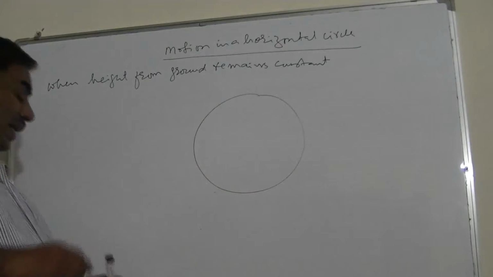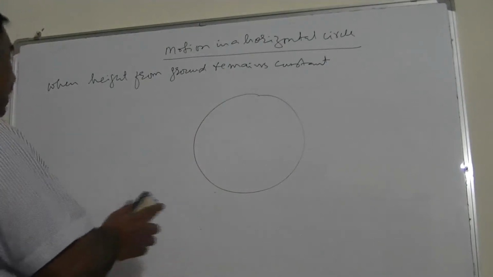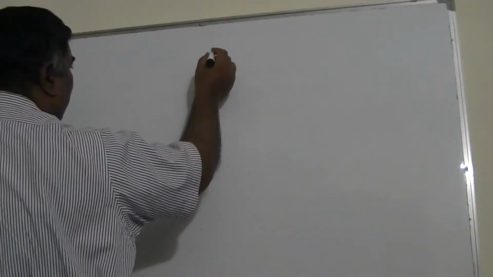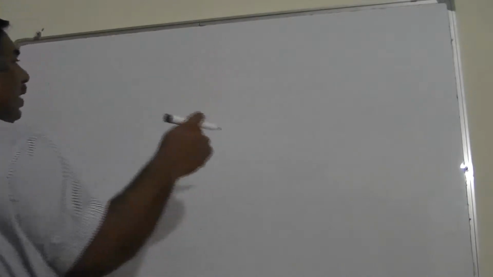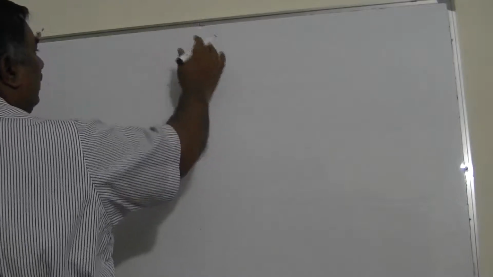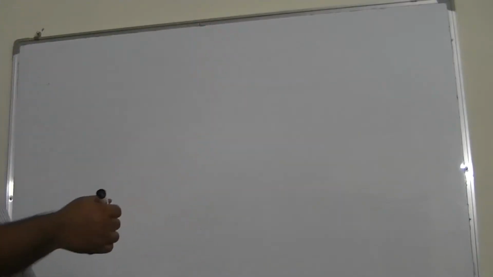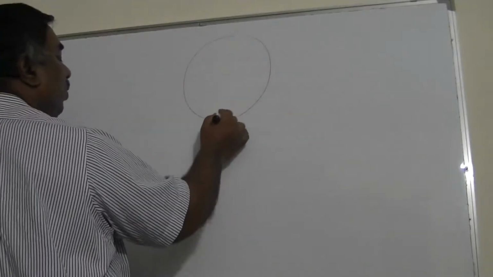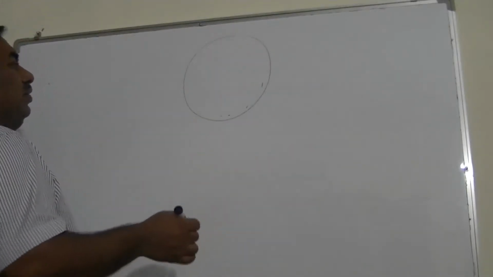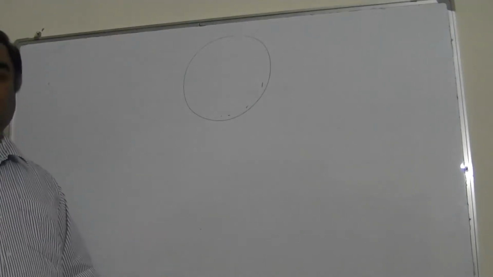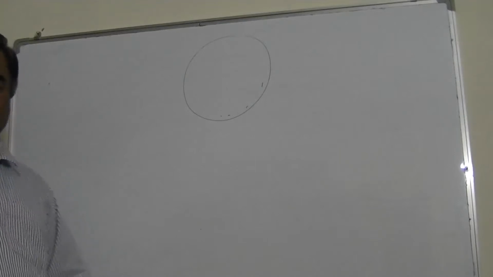Now, a vertical circle is one in which the height from the ground changes. Suppose a fan is fixed on this wall in this way. When it moves, its propellers' height is changing, but its speed remains constant. So that's a uniform circular motion, but in a vertical circle.